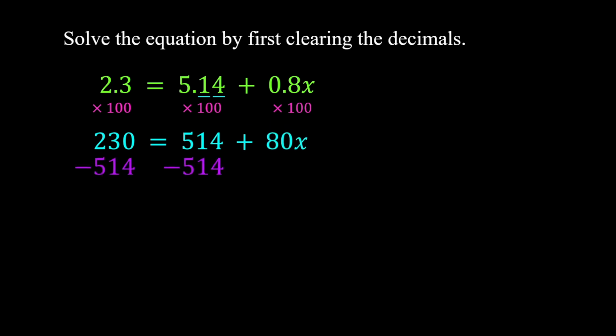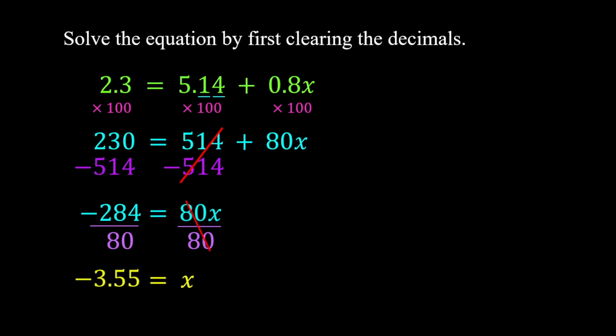Isolate x by eliminating 514 by subtracting it from each side. 230 minus 514 gives us -284, which equals 80x. Finally, divide both sides by 80, which gives us x equals -3.55.